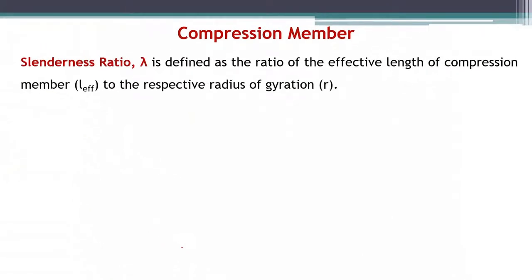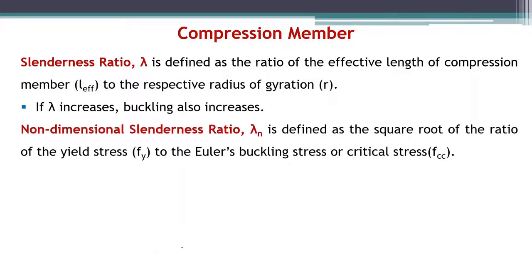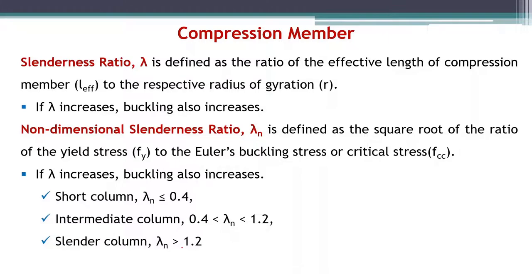Again, as I said, the slenderness ratio lambda is defined as the ratio of the effective length of the compression member to the respective radius of gyration. If lambda increases, buckling also increases. We have another term called the non-dimensional slenderness ratio, which is defined as the square root of the ratio of yield stress to the Euler's buckling stress or critical stress. Again, if the non-dimensional slenderness ratio increases, buckling also increases. So buckling is directly proportional to the slenderness ratio, whether it is dimensional or non-dimensional.